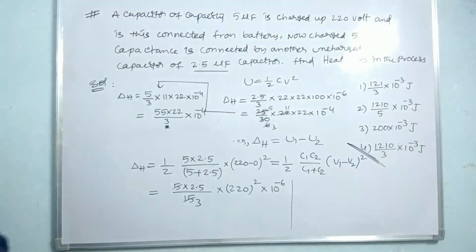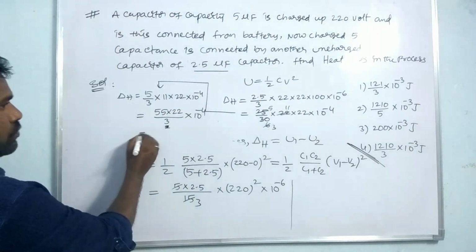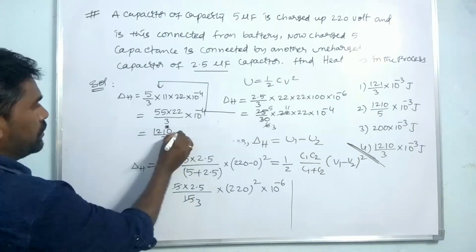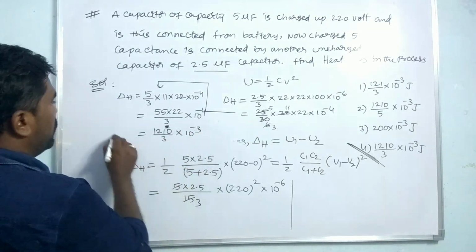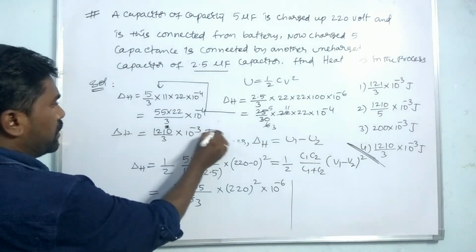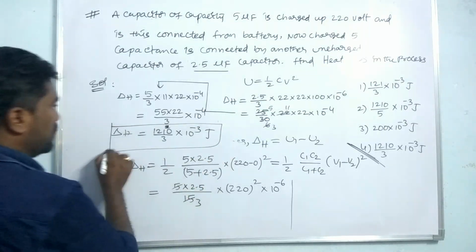Option 4 is the right answer. The heat loss is 1210 by 3 into 10 power minus 3, in joules. So this is the answer here.